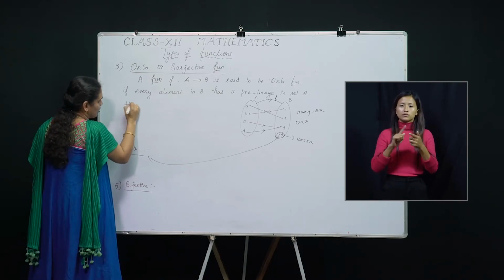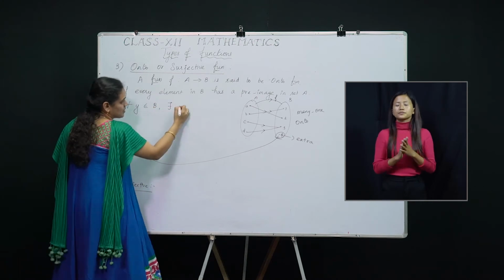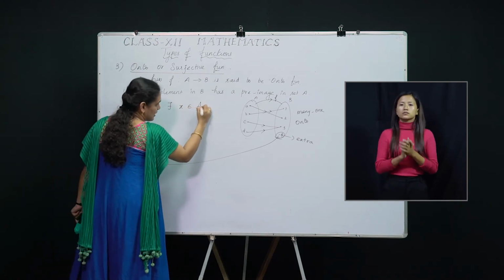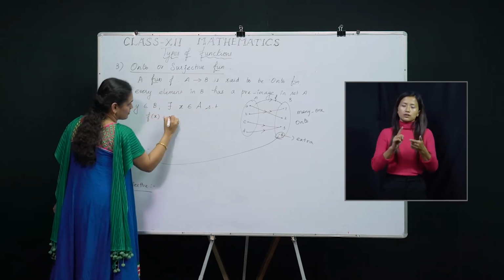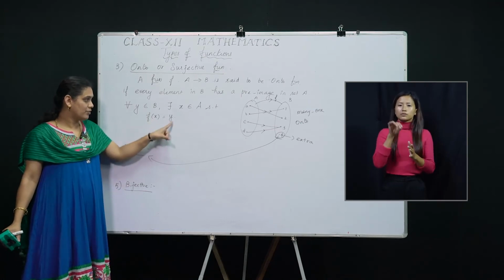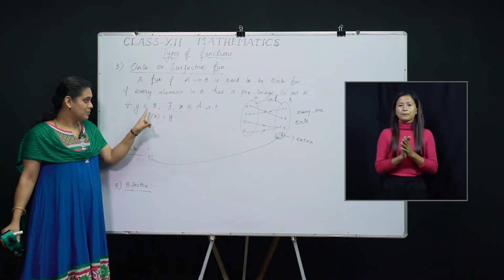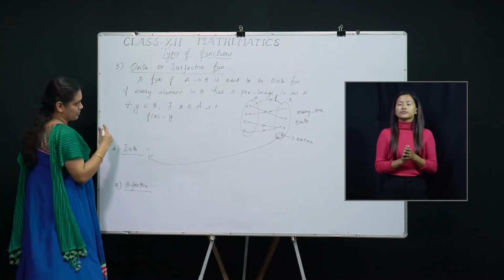We have to find out that for every y in B, there exists an x in set A such that f(x) equals y. That means y must be taken by the function. Every y from the set B must be taken by the function. It should be an output for some input.